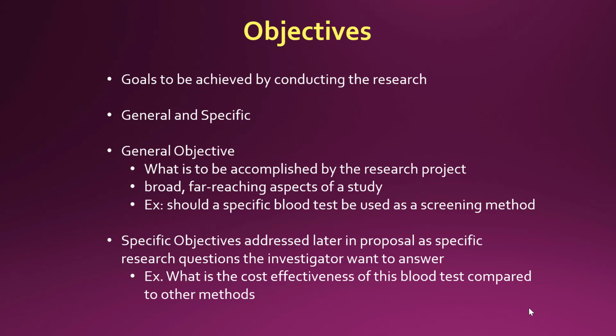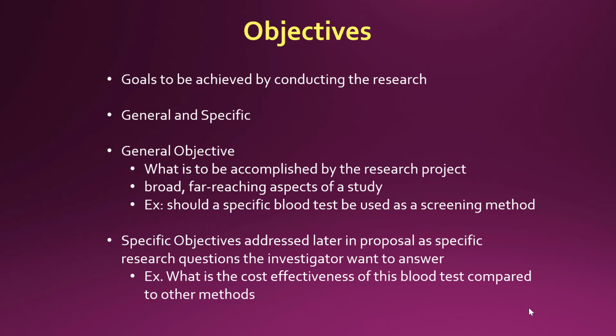So objectives are the goals to be achieved by conducting the research. We can have both general and specific objectives. The general objectives are usually the ones we talk about in the introduction, and then there's another section where we address the specific objectives. So our general objectives are what is to be accomplished by the research study. These are usually the broad, far-reaching aspects of the study. For example, should a specific blood test be used as a screening method? That's kind of a broad objective.